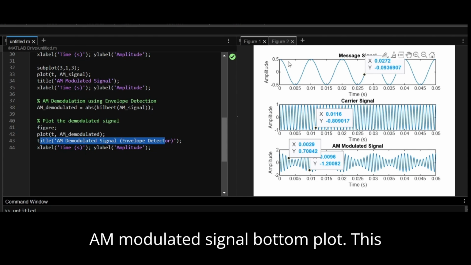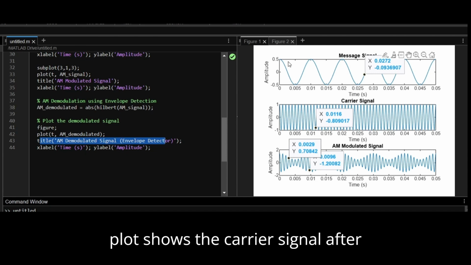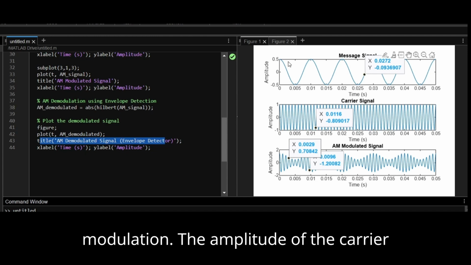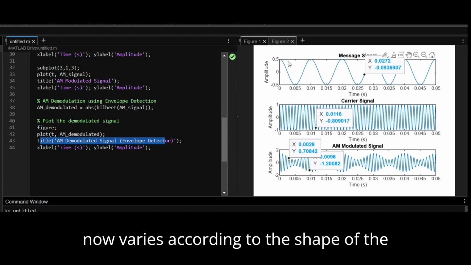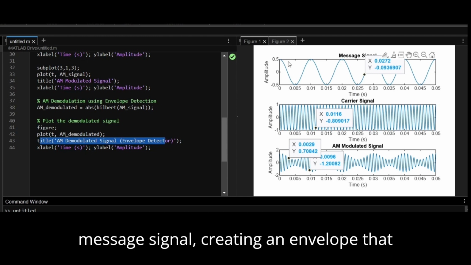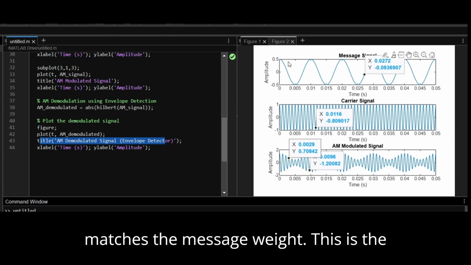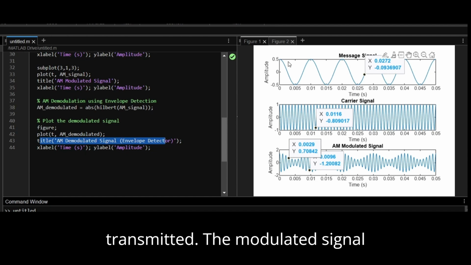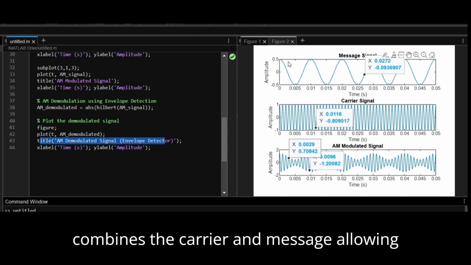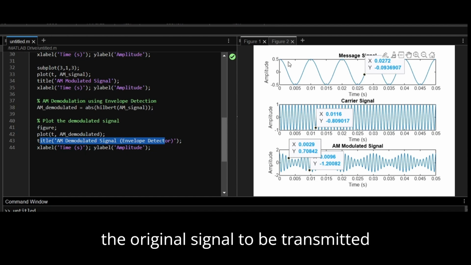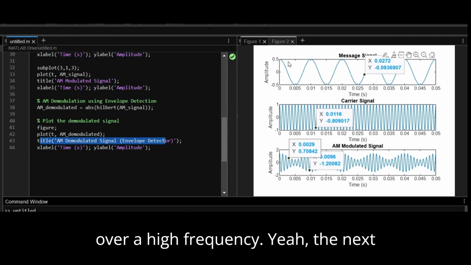The third one is the AM modulated signal, the bottom plot. This plot shows the carrier signal after modulation. The amplitude of the carrier now varies according to the shape of the message signal, creating an envelope that matches the message wave. This is the combined signal that would be transmitted. The modulated signal combines the carrier and message, allowing the original signal to be transmitted over a high frequency.